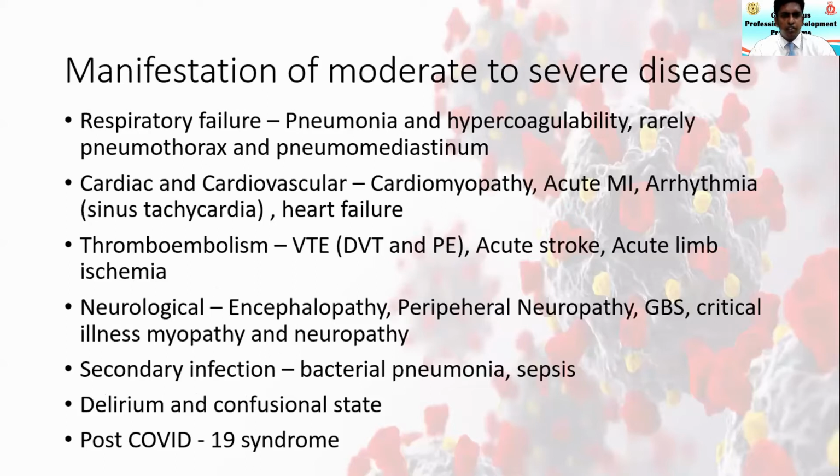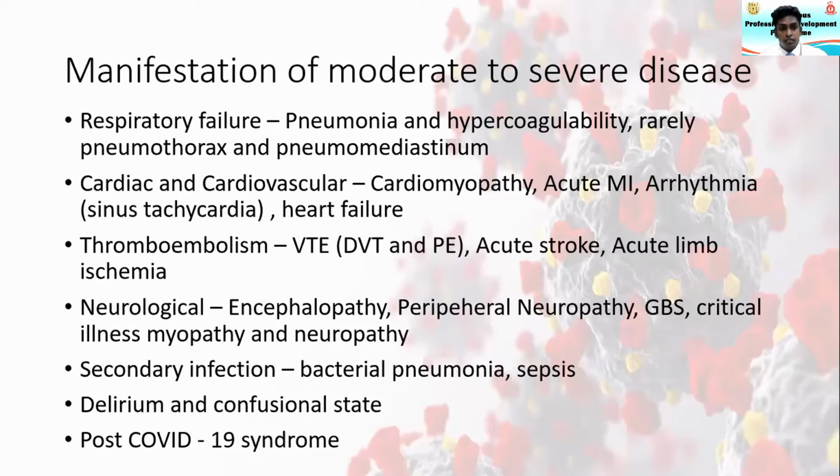One is respiratory failure. The pneumonia and hypercoagulability will result in respiratory failure, and rarely you can have a pneumothorax, especially when intubated or when you use non-invasive ventilation. Then cardiac and cardiovascular complications like acute MI, cardiomyopathy, arrhythmia, especially since sinus tachycardia is very common in these patients, and heart failure. Thromboembolism: in patients with very high risk of thrombosis, we have to expect thromboembolism. The commonest is venous thromboembolism, and there is arterial thromboembolism as well.